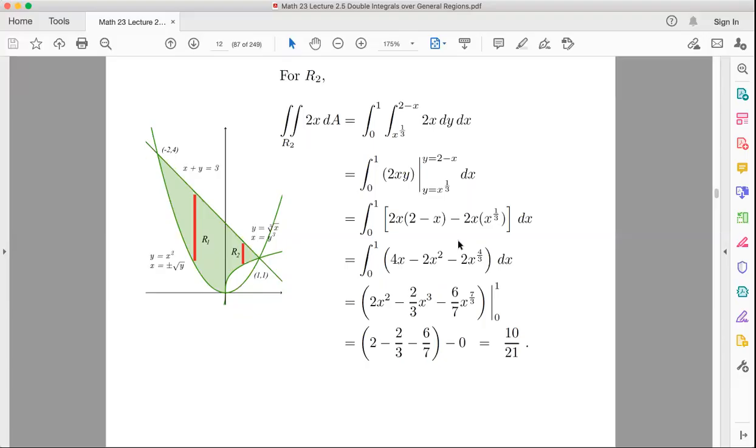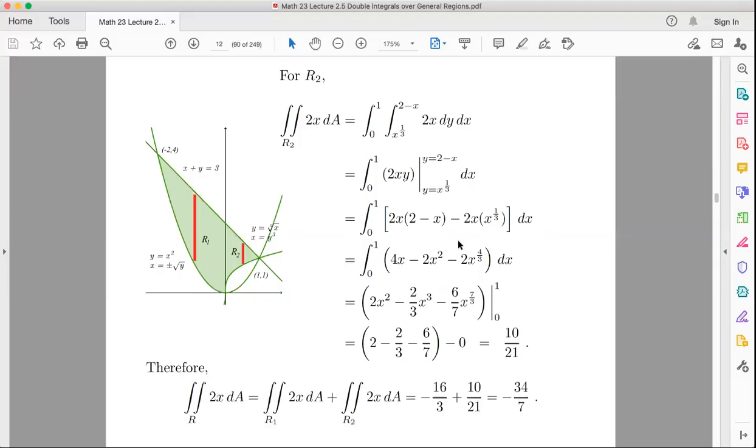Then the double integral of 2x over the entire region R is just the sum of the two iterated integrals. And that gives us negative 34 over 7. Okay, so let's take note of that, negative 34 over 7.